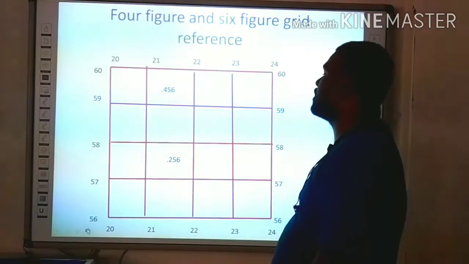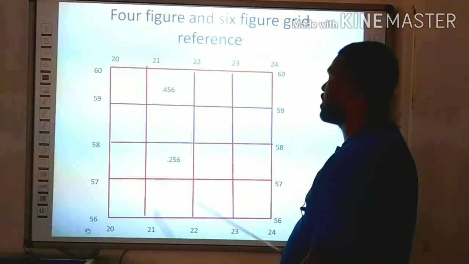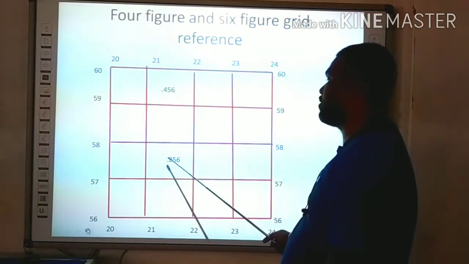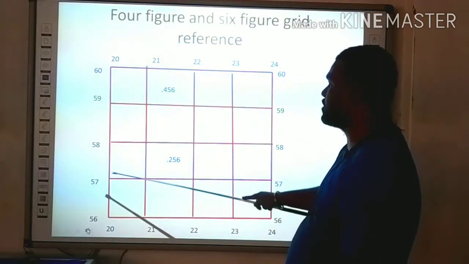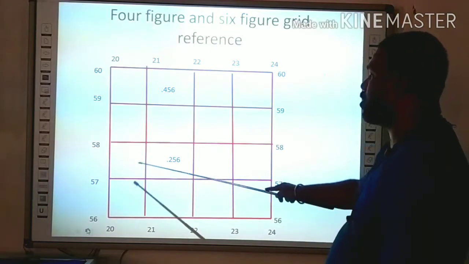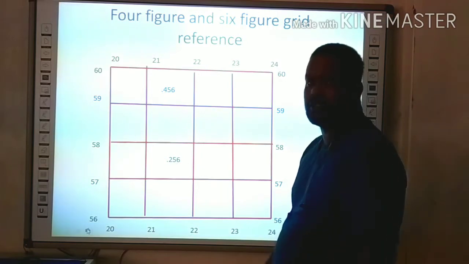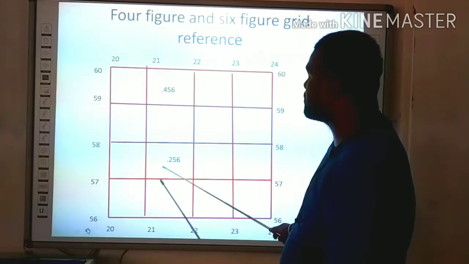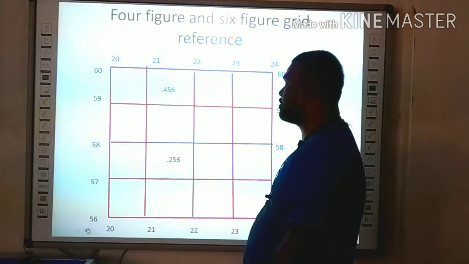Now how to find 4-figure and 6-figure grid reference? As I have told you earlier, these red lines are called grids, which are formed of eastings and northings. So now say you have to find the 4-figure grid reference for spot height 256. Can you see the spot height 256? For spot height 256, you need to find the eastings first of all. Now there will be a confusion that there are two eastings, easting 21 and easting 22.